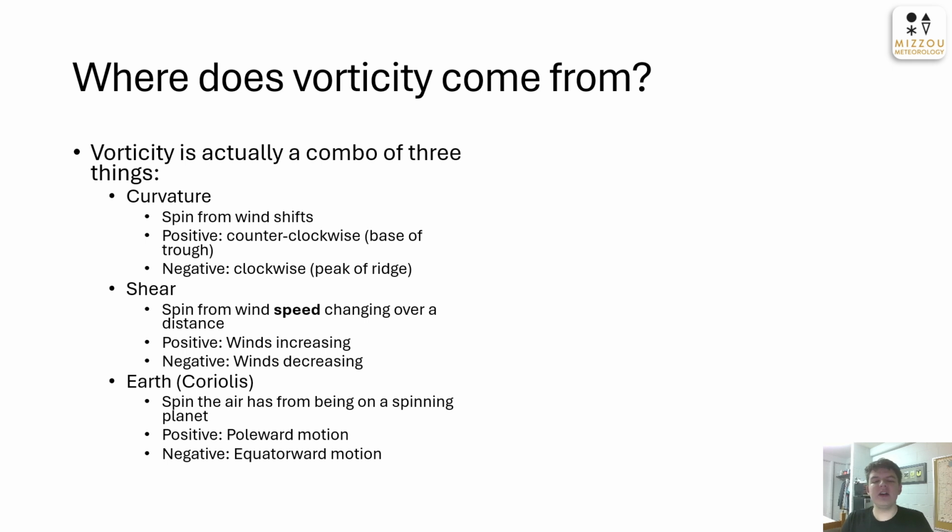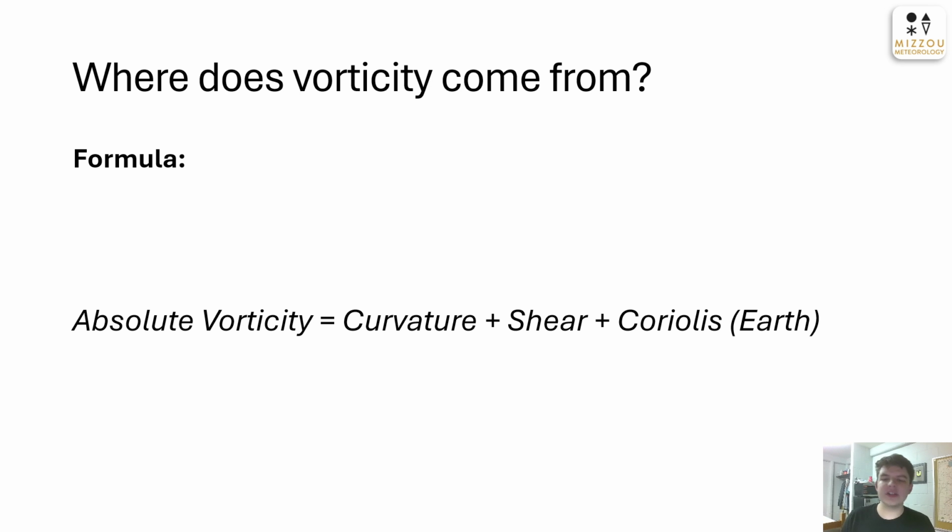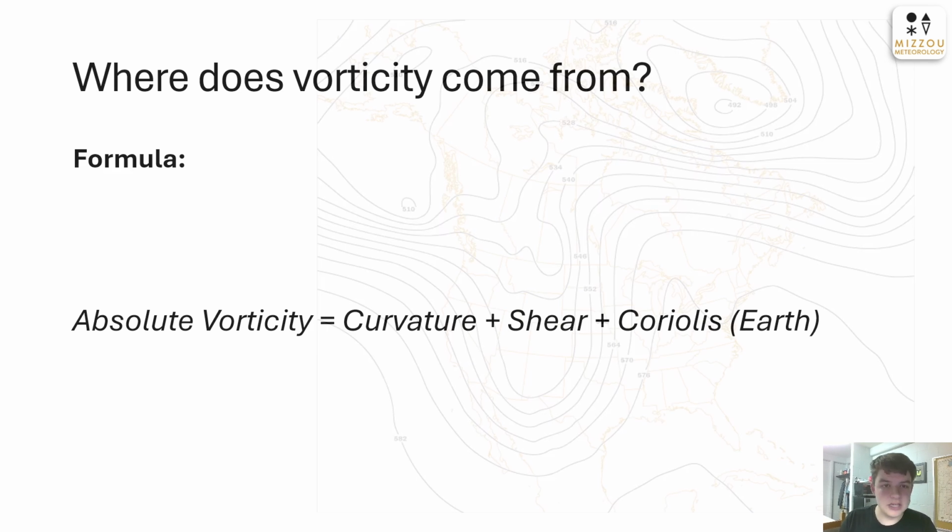And finally, we have the earth vorticity, or the Coriolis force, spin that the air has from being on a spinning planet. Positive earth vorticity, or Coriolis vorticity, is from poleward motion, moving from the equator towards a pole. Negative earth vorticity is due to equatorward motion, or moving from a pole toward the equator. The formula is fairly simple here. Absolute vorticity is just the sum of its parts. For our purposes, we care primarily about curvature vorticity, but shear and Coriolis vorticity aren't trivial either.